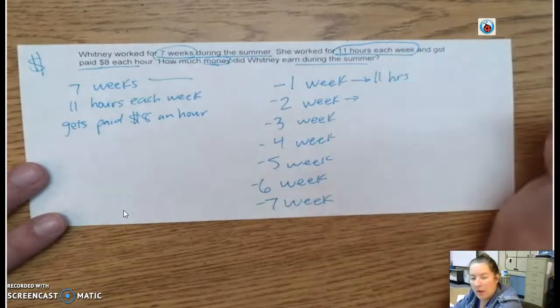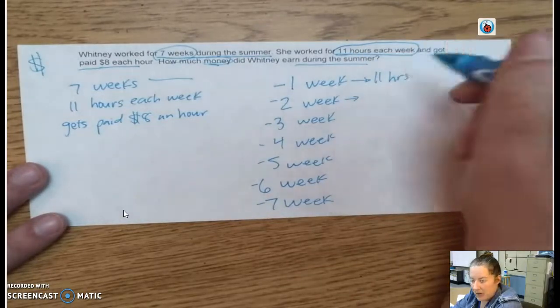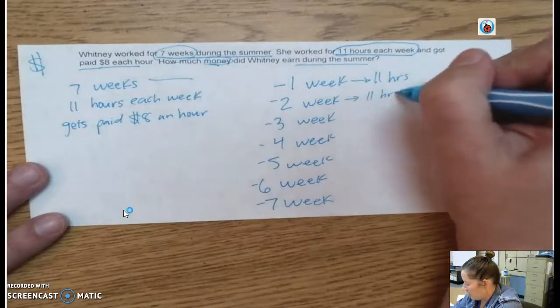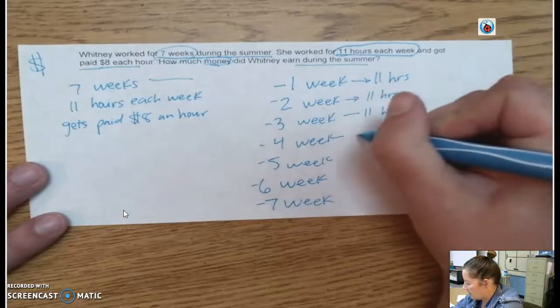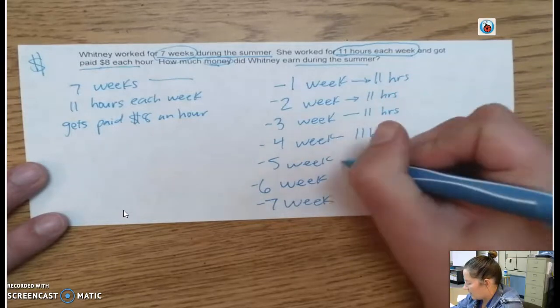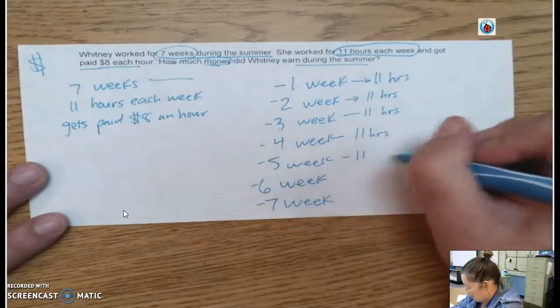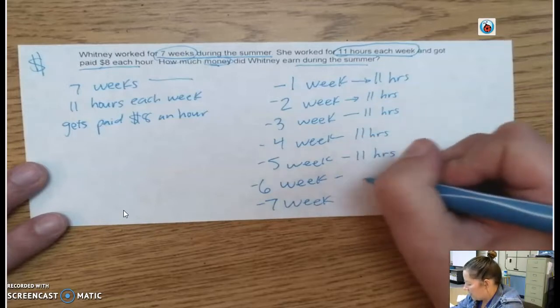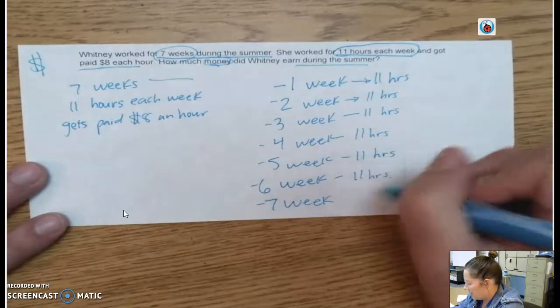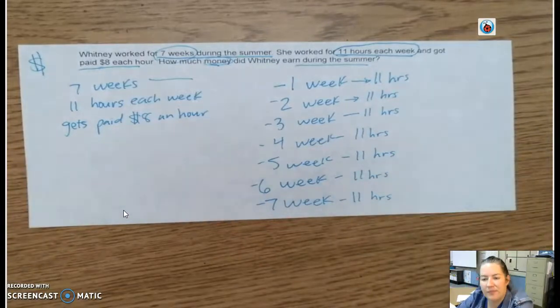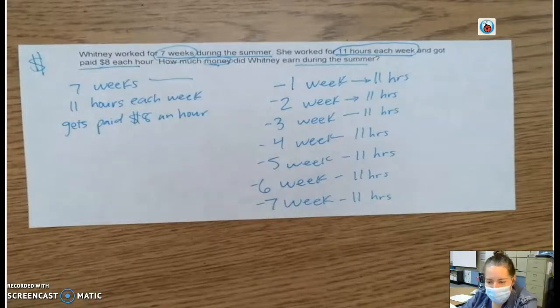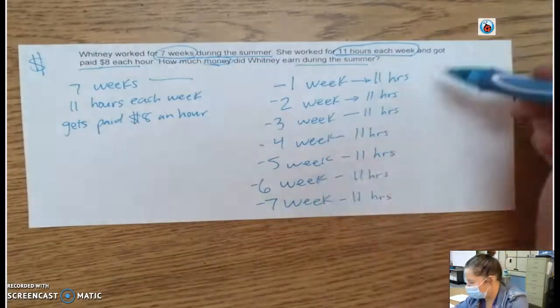Second week, how many hours? It says 11 hours each week, okay? 11 hours. Third week, still works 11 hours. Fourth week, 11 hours. Fifth week, 11 hours. You see a pattern here? 6th week, she works 11 hours. 7th week, she works 11 hours. Goodness, that's a lot of hours to be working. I wonder how many hours that she worked for that whole summer.